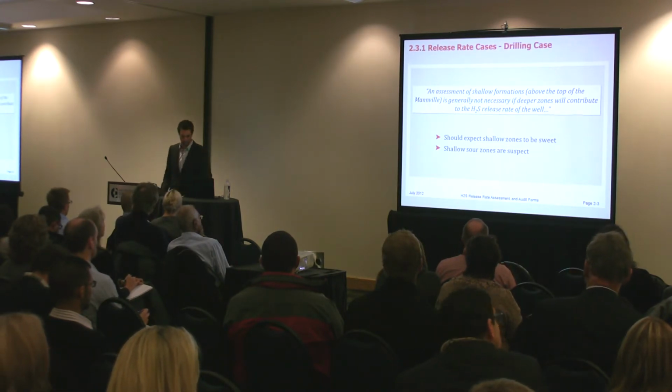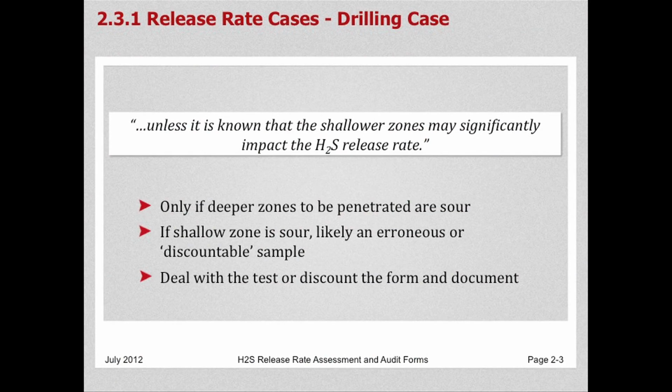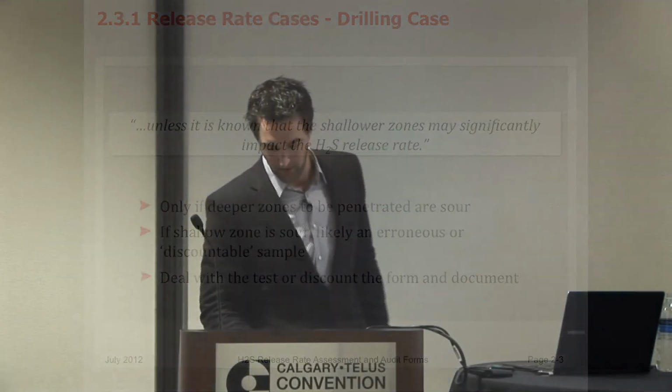It's a tricky one to enforce, however, because following that statement, we have another one saying, unless it is known that the shallower zones may significantly impact the H2S release rate. Well, that sort of undoes the statement, and it's a tough one to understand. Because how do you know if that shallow zone is sour unless you do the assessment? It's a little bit subjective, and so my advice on this one would be that this is a helpful reminder that you should expect sweet, shallow zones, but I wouldn't necessarily blindly discount these formations just because the CAPP guideline said so or because the ERCB said so, just knock out the Cardium even though it says it's sweet.